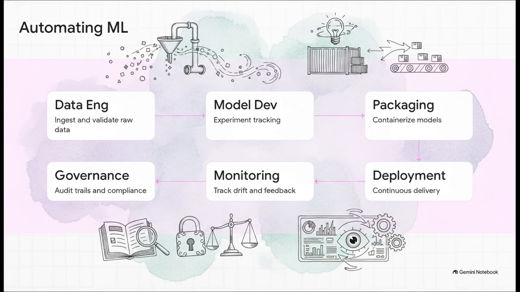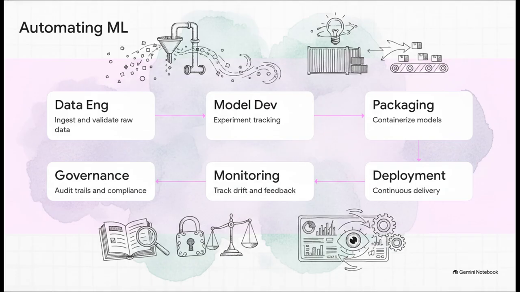automated stages. Chapter 3 starts with data engineering to ingest and validate the raw data. Then Chapter 4 moves into model development for experiment tracking. Next up is model packaging in Chapter 5 to containerize those models, which is followed by deployment in Chapter 6 using continuous delivery strategies. Stage 5 is monitoring and feedback to track drift, and finally Stage 6 is governance for audit trails and compliance, which gets detailed in Chapter 7.